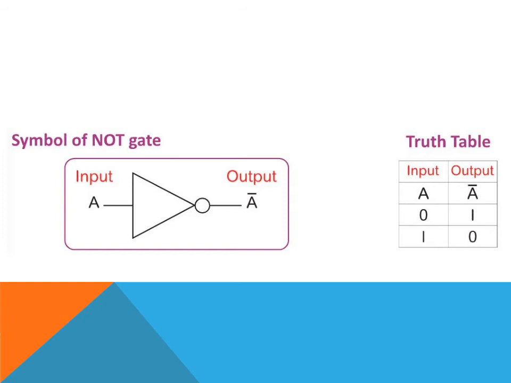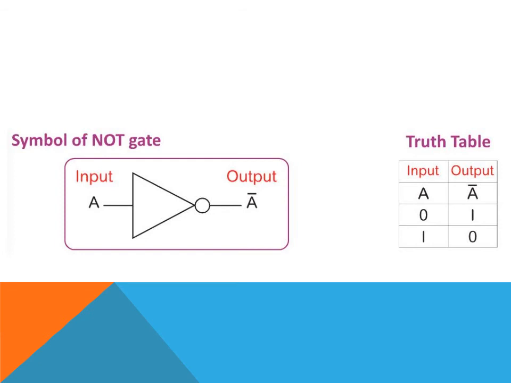Let us consider the input is A and the output is A bar. Now look at the right hand side of the screen. That is the truth table for a NOT gate. In the truth table, how will we design it? There will be an input column and an output column. In the input we are giving A, and in the output we are getting A bar. As I already said, another name for the NOT gate is the inverter. It inverts the signal, simple.